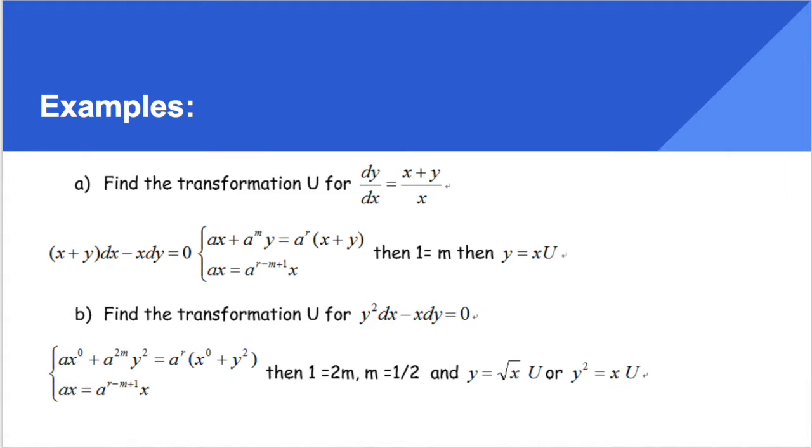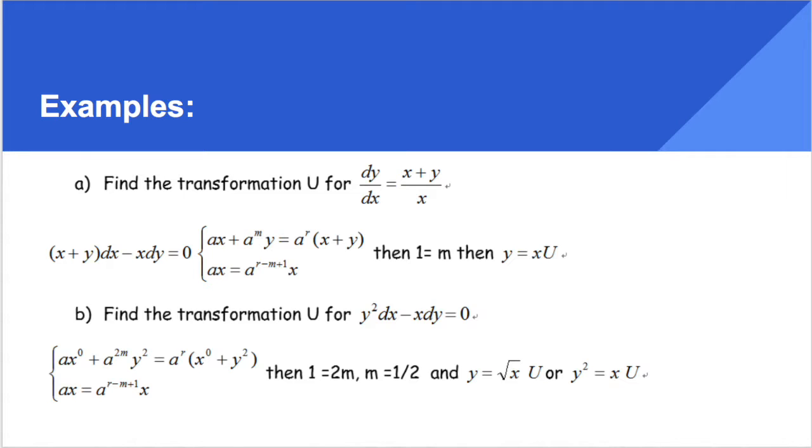For problem A, first, we change p of x, y to p of ax and a to the power of m times y, which is equal to a to the power of r times x plus y, and we also change q of x, y to the transformed form as we discussed in the previous slide. Then, we get the system of equations as shown in the slide. Looking at only the p of x equation which transformed, to factor out a, m must be equal to 1. Then, we can get y equals x times u, and substitute it into our original equation. Then, we can get a differential equation which can be solved by separation of variables.